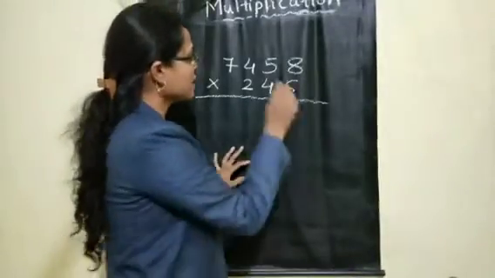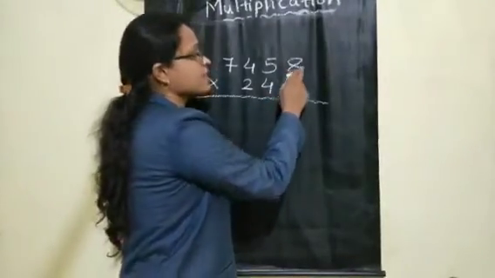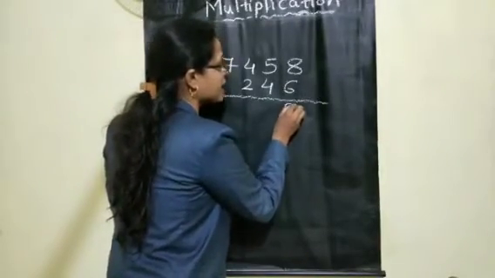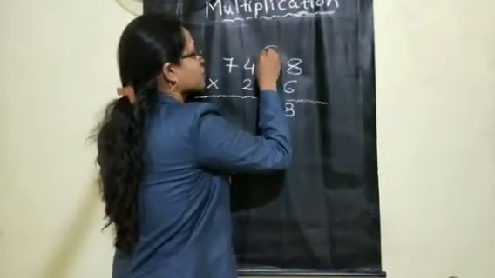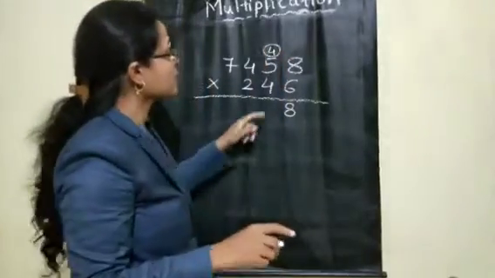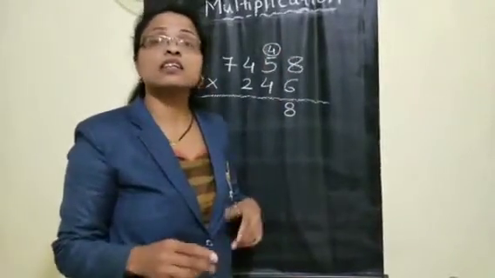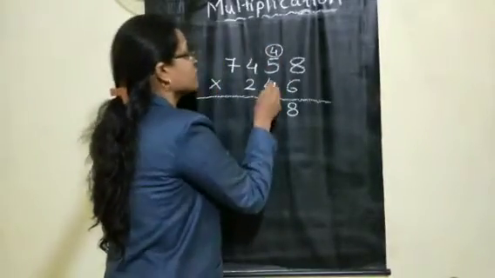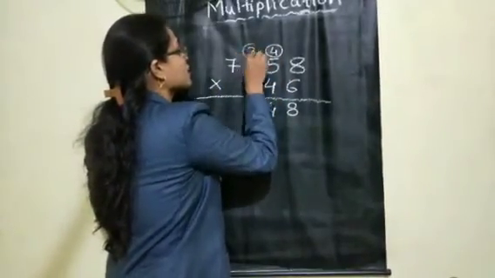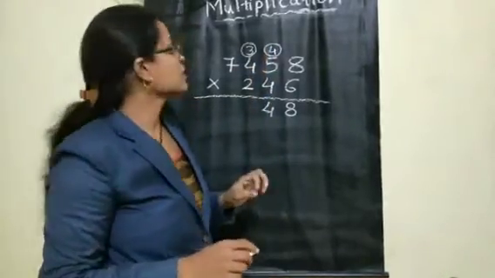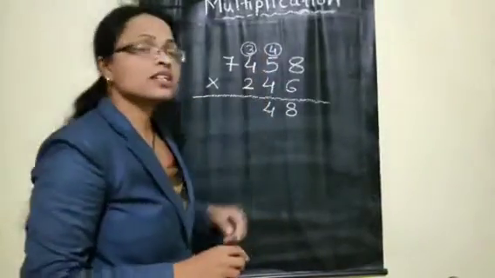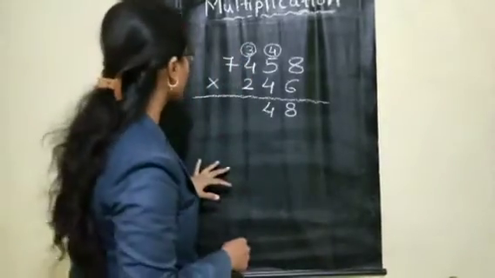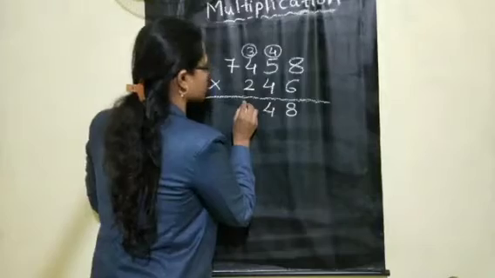Now same way, let us start with the ones place. 6 8s are 48. From that 48, 8 you are writing down. 4 will carry forward to the tens place. Now 6 5s are 30. 30 plus 4, 34. From that 4 you are writing down. 3 you are taking carry for the 100 place now. Now 6 4s are 24. And 24 plus 3, 27.